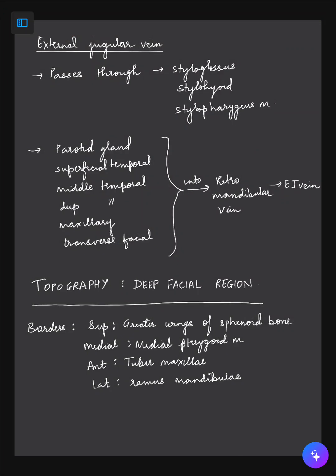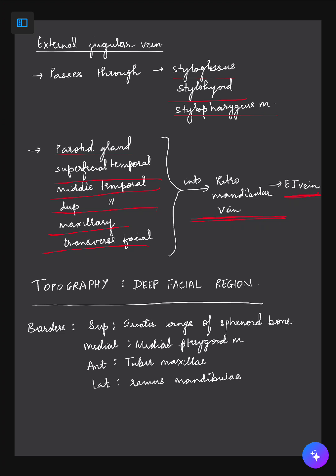Now next is the external jugular vein. The external jugular vein passes through the styloglossus, stylohyoid and stylopharyngeus muscles. Now the veins of the parotid gland, superficial temporal, middle temporal, deep temporal, maxillary and transverse facial, flow into the retromandibular vein, and this retromandibular vein empties into the external jugular vein.